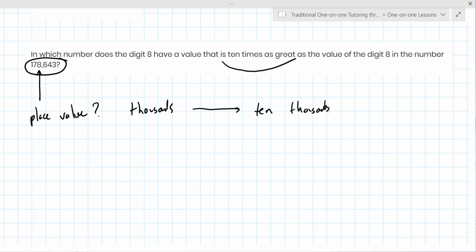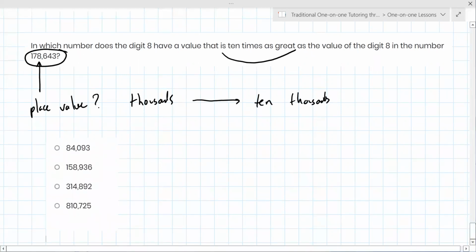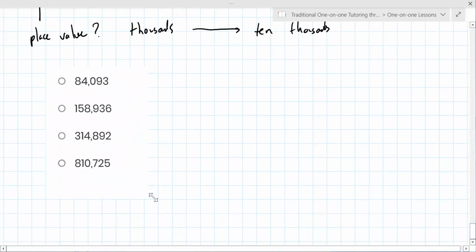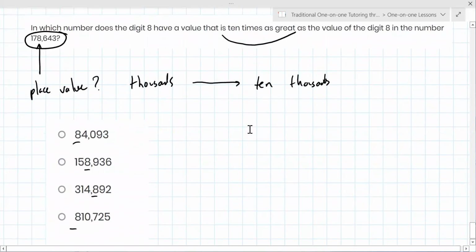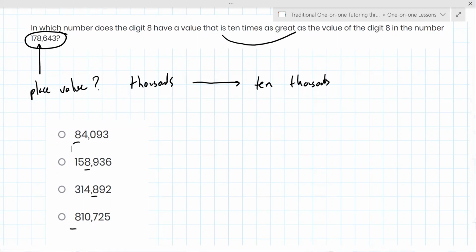Okay. So now I'm going to snip in the answers, and we're going to underline the value of 8 in all of them. So we have 8, 8, 8, and 8. We want the one that has an 8 in the 10,000s position. Which one has an 8 in the 10,000s position, Michael?